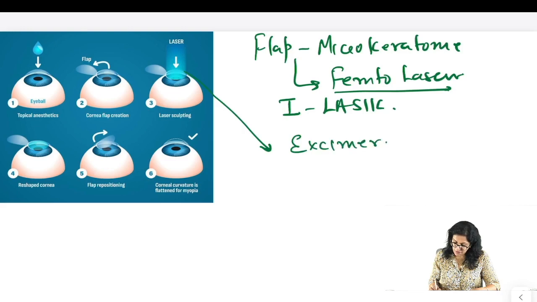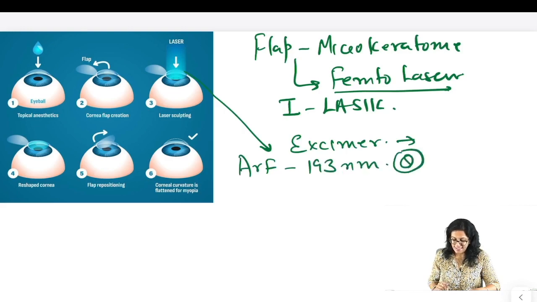They've asked you the wavelength of excimer. Which excimer? It is argon fluoride, right? Wavelength 193 nanometer. Another question. Third question that is important here.